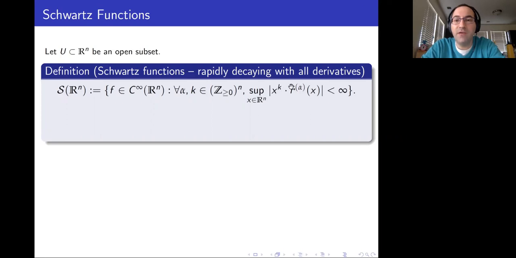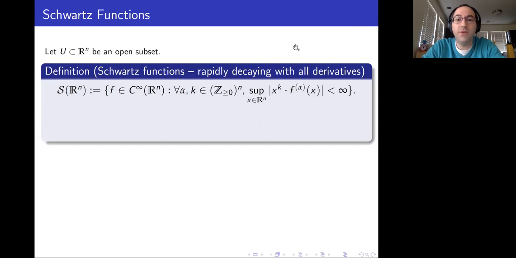So if we take f and we take the alpha derivative of it, so for instance, think about alpha equals all zeros, so we just look at the function f, and we multiply it by any monomial. When I write x to the k in this language, x is an n-tuple and k is also an n-tuple. So x to the k is just a product of x1 to the power k1 times x2 to the power k2 and so on. So if you look at any partial derivative of f and we multiply it by any monomial, this quantity on the entire R^n is finite.